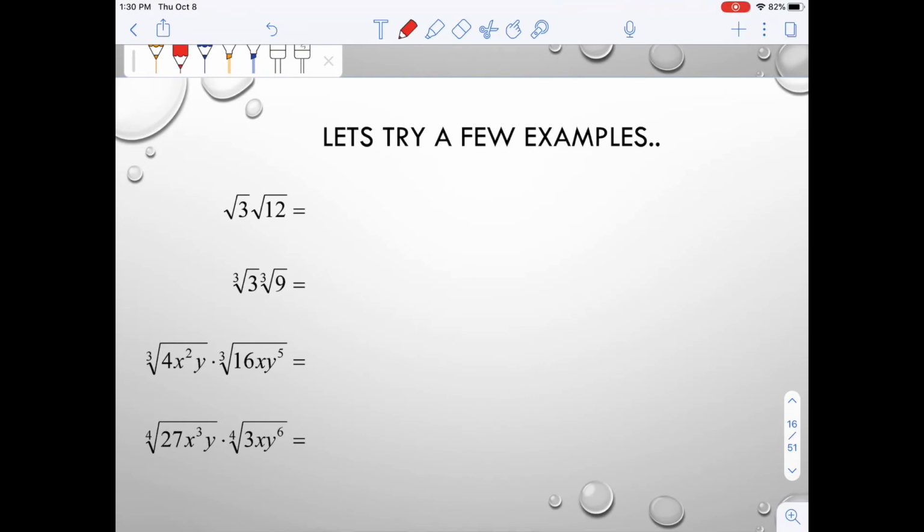So the first one, I have square root of 3 times square root of 12. And I can ask myself, do I have any perfect square factors? And in this case, I do. So I have a square root of 3 times square root of 12 is square root of 4 times square root of 3.